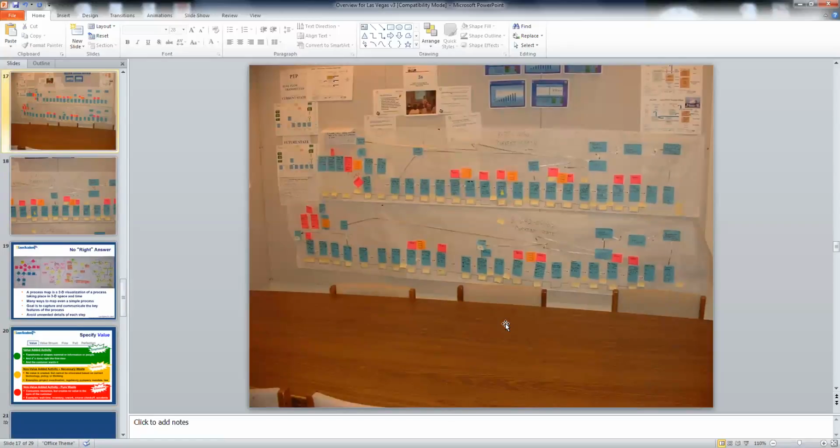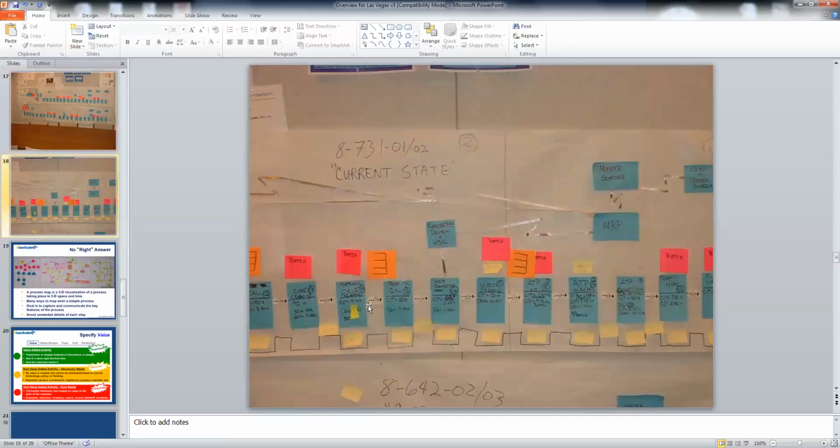So here's an example of what a value stream map would look like. This is a very complex process, but you can see that these are Post-it notes, and it's a step-by-step process of a particular operation. Could be a visit to a hospital, could be waiting for a service at a healthcare operation, or it could be a manufacturing process as well.